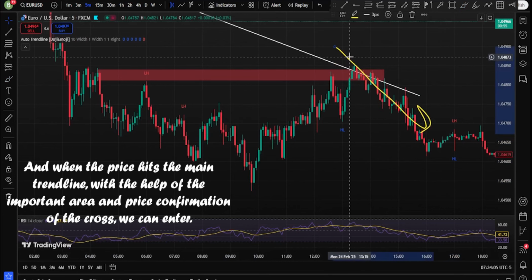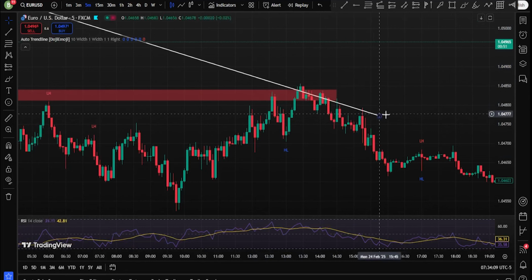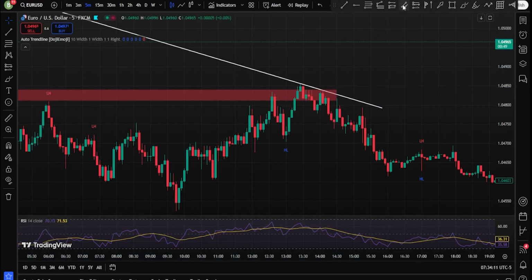How to use: look for price bounces or breaks at the trend line for potential entry or exit points. Combine with other indicators, like RSI, to confirm signals.